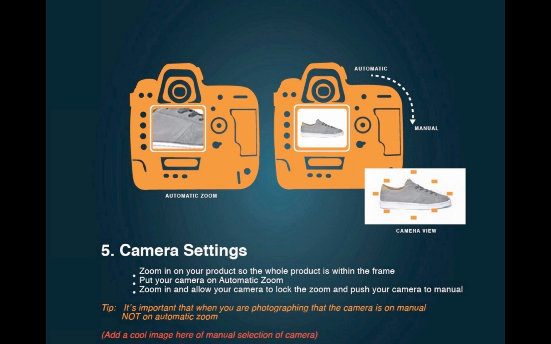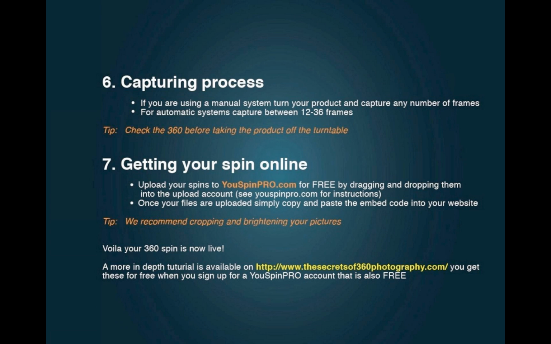So step number 6 is the capturing process. What we recommend is to take at least 24 photographs, because 24 seems to be the correct number in terms of making something look good. So you can do up to 36 frames, or you can only do 12 frames, really depending on the kind of finish that you want. But 24 is the perfect combination in terms of uploading it, so basically viewing speed for customers. Do anything between 12 and 36.